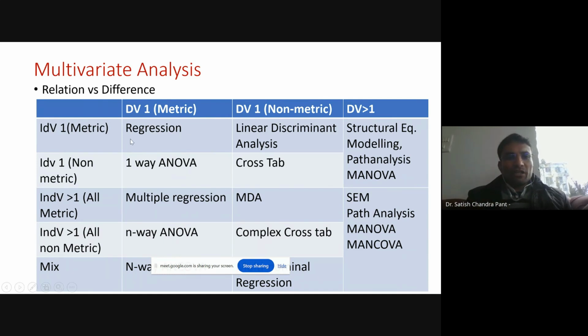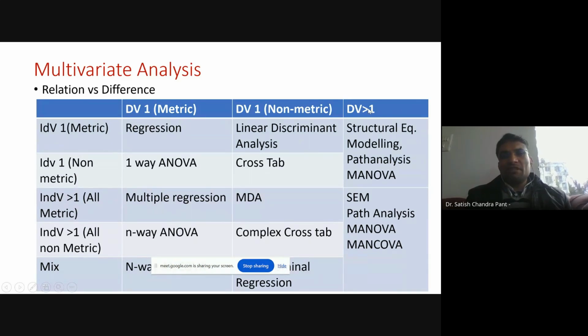Now look at the first one here, first column, first tab, which is talking about regression. Where to use regression, as I already mentioned: if both the variables are metric in nature, you have to use regression analysis. If the dependent variable is 1 and the independent variable is 1, both metric, you have to use regression, right?